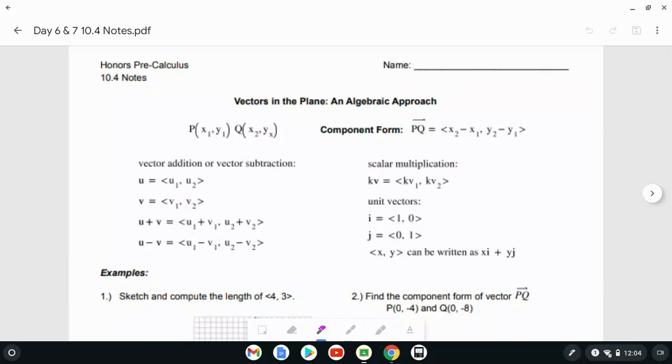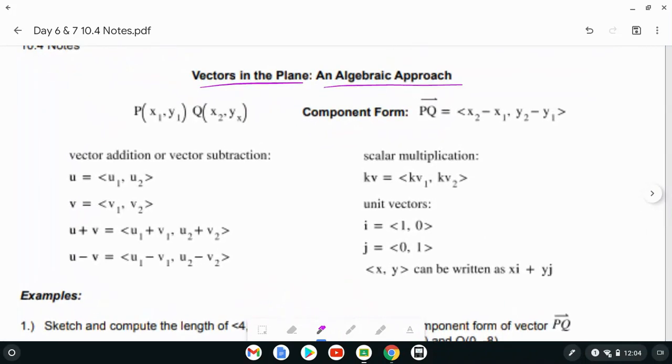Today we're going to cover Chapter 10, Days 6 and 7. We're going to combine them into one, where we're talking about vectors in the plane, but today we're going to talk about an algebraic approach. Okay. For any two coordinates of a vector, we have x1, y1, x2, y2 for points P and Q.